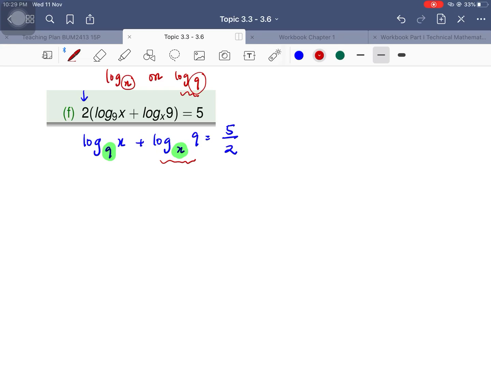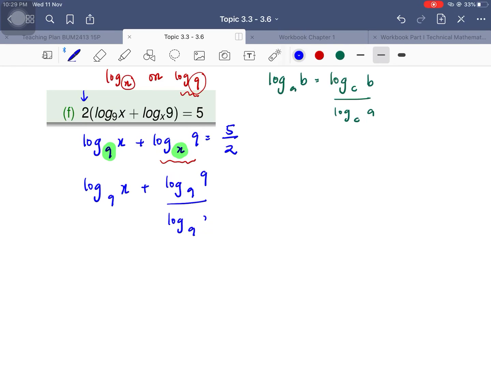Now which one do we need to change? It's going to be this one. I'm going to make it into base 9. According to the property that we have seen before, if I have log base A of B and I want to change it to base C, I'll have log base C of B at the top and log base C of A at the bottom. That is what happened for the second term right here. So I'm going to have log base 9 of x plus, at the top, log base 9 of 9, and at the bottom log base 9 of x, and this is going to equal 5 over 2.